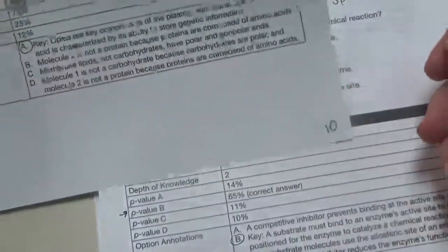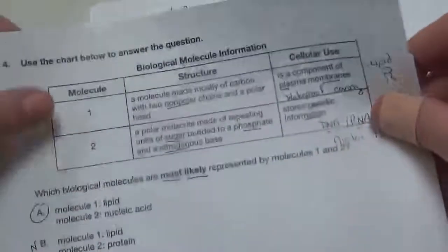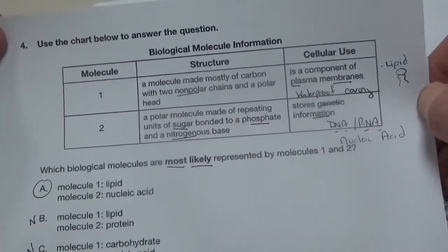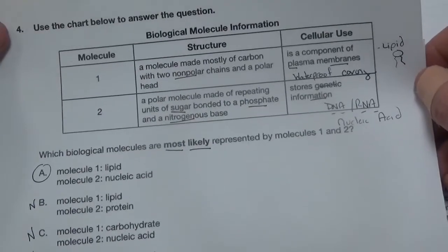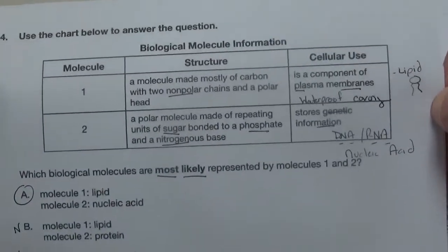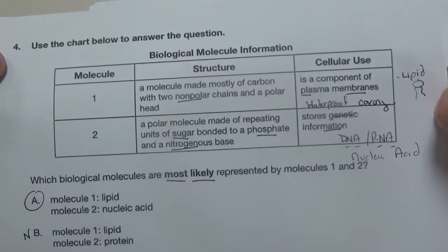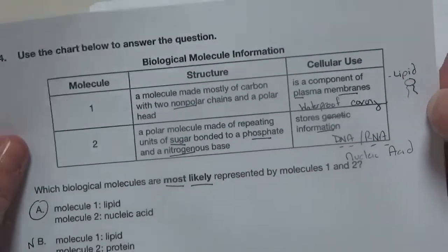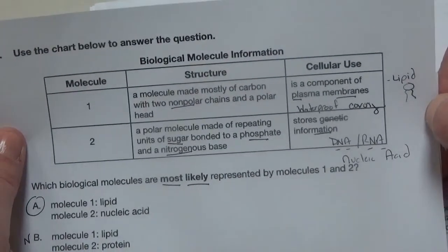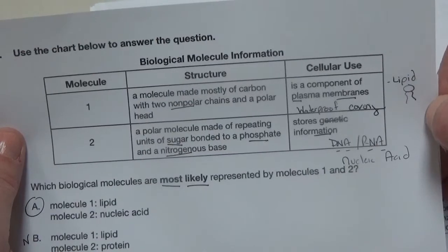We're on page 10 of the Unit 2 Biology Keystone Review. We've seen this question before. It was a short answer question on one of your exams. It says use the chart to answer the question. Molecule 1 and Molecule 2, biological molecule information.